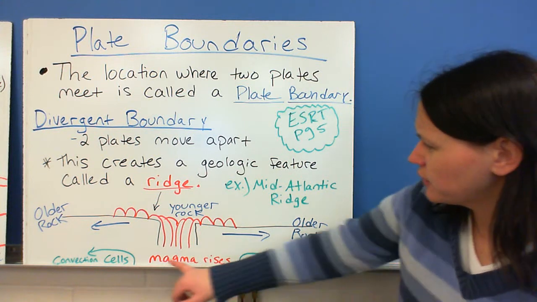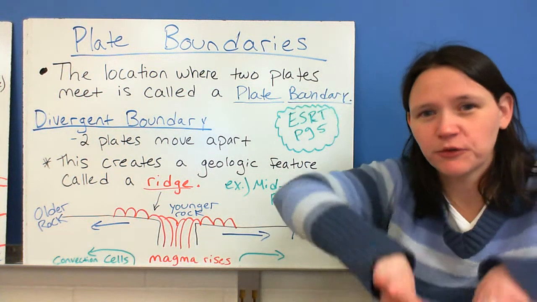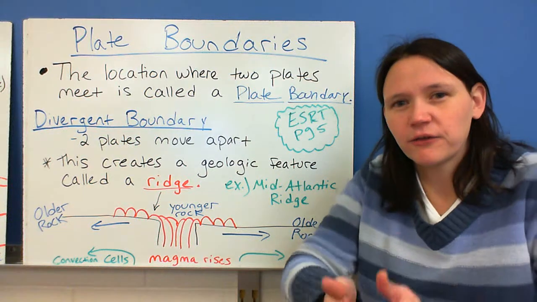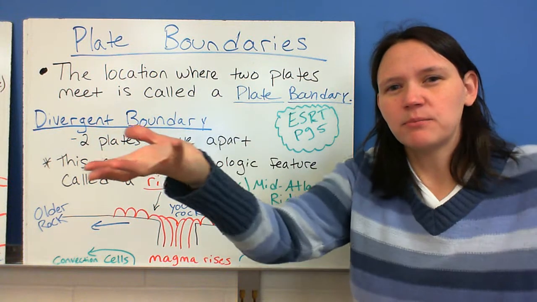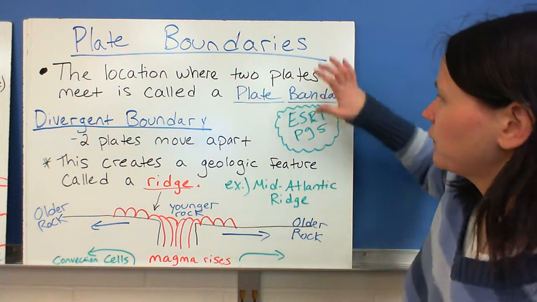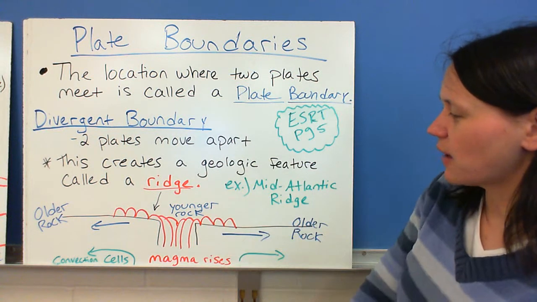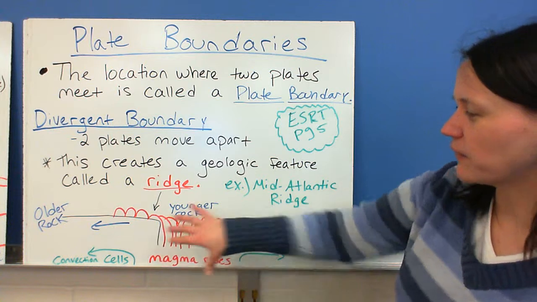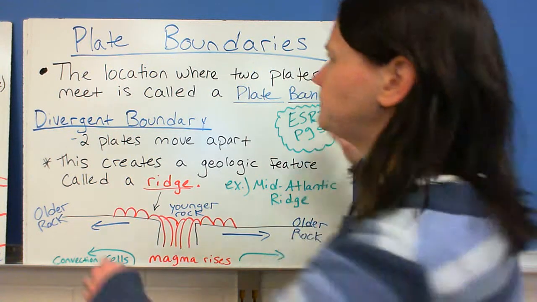Now down here, you can see those convection cells. That's what's pulling those plates apart. Those convection cells are coming up and moving away and taking the plates with it. Okay, so that's what we have with a diverging boundary. So this is just a side view of it.